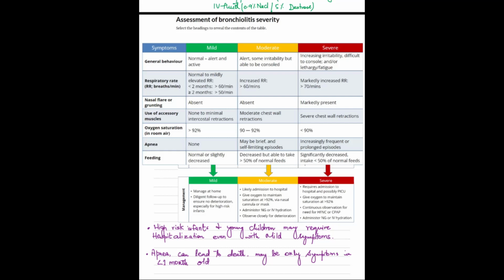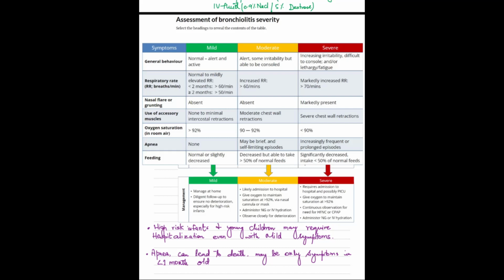Respiratory rate could be mildly elevated, but that's okay. If it's less than 2 months, it's 60 breaths per minute or more; if it's more than 2 months and 50, that's still mildly elevated. Nasal flaring or grunting is not present. Use of any accessory muscles is minimum or none. Oxygen saturation is good, more than 92%. There is no apnea. Apnea is important if you are talking about severity of bronchiolitis.